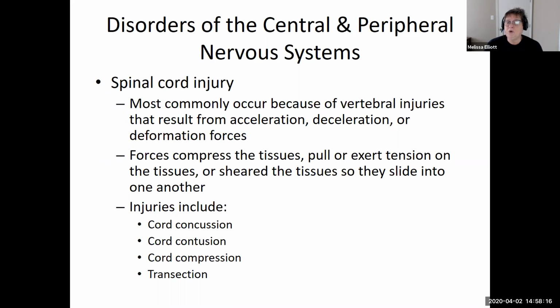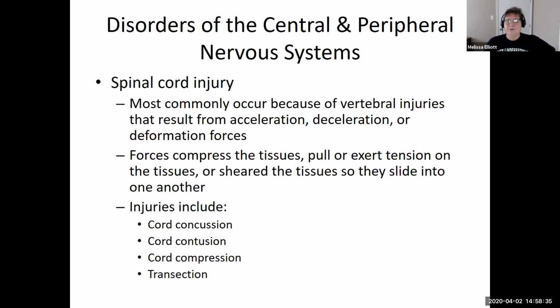We can also pull or exert any kind of tension, like pulling on a rope. This can cause them to be stretched, or we can actually shear the tissues in half and they will slide into two pieces, and you will now have what's called transection of the spinal cord.